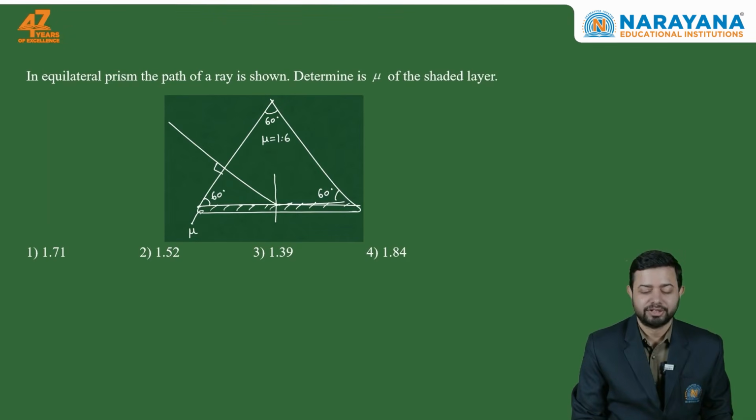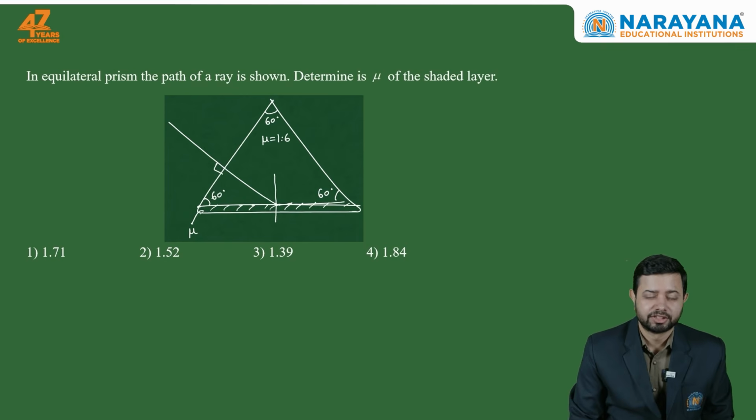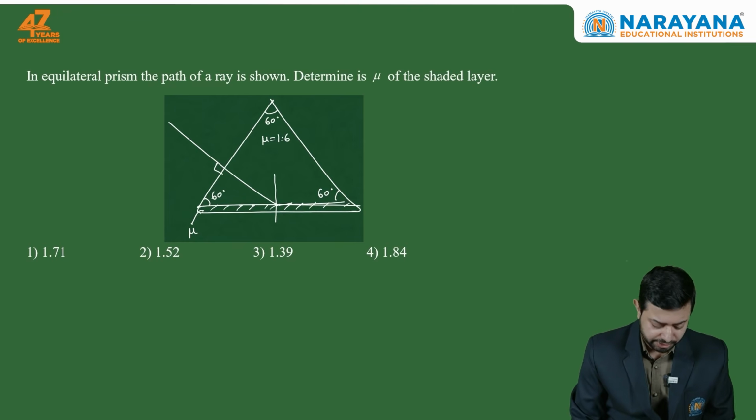Hello everyone. Here we are with the second attempt of the JEE Mains exam, and today we are going to discuss the physics questions from the second shift of 2nd April 2026. Here is the first question. In an equilateral prism, the path of a ray is shown. You have to determine the mu of the shaded layer.